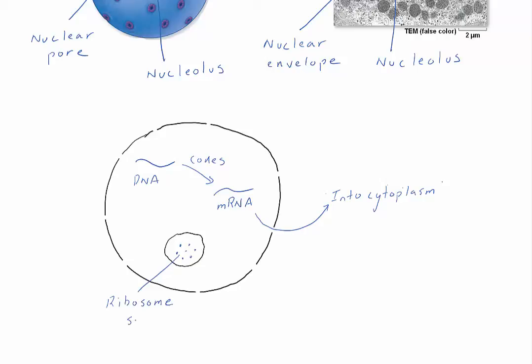These components, also referred to as subunits, leave the nucleus through the nuclear pores and they come together in the cytoplasm to form complete ribosomes.